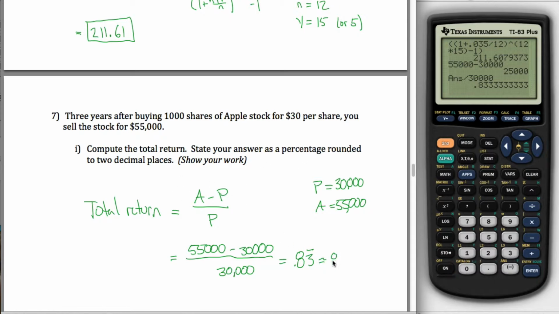So we get 83.33%. I didn't even notice it said to 2 decimal places. I think some of you just wrote 83.3%, and I gave you full credit for it. Whatever, fine. Read the instructions, I guess, if you think about it. This is the answer.